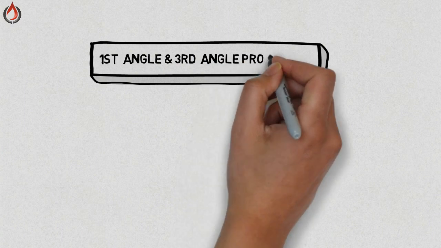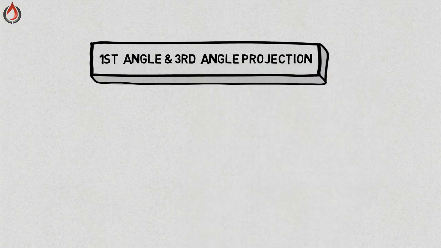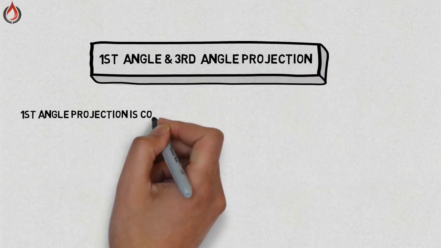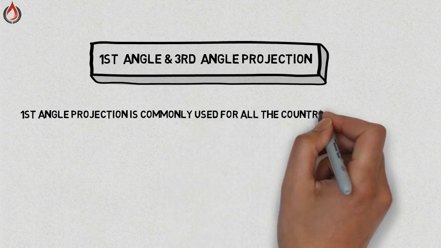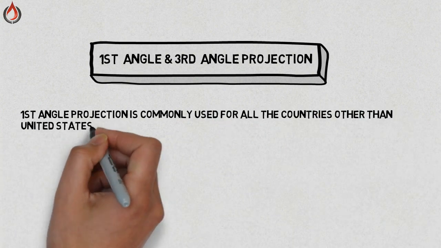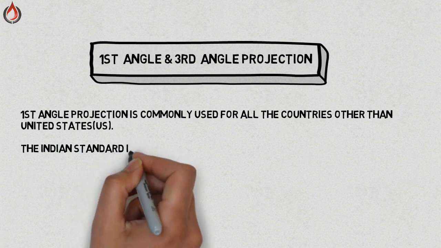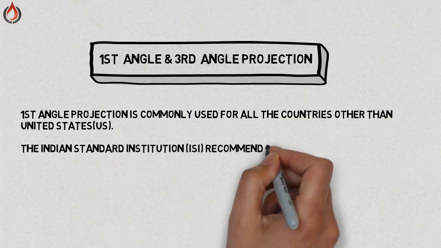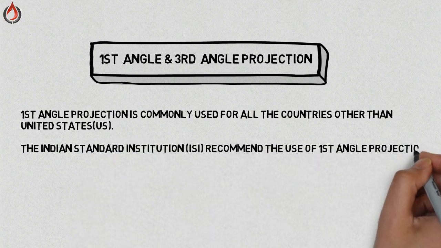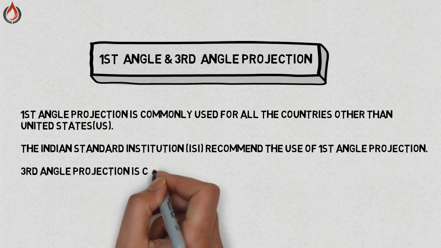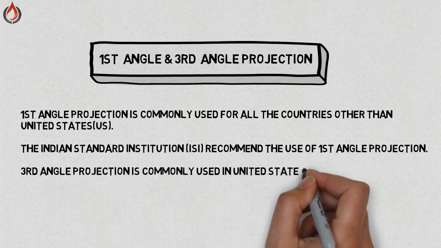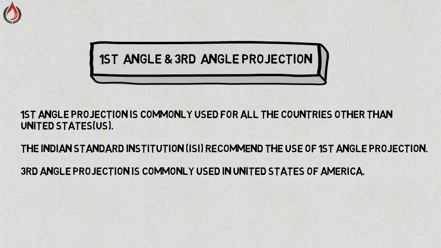First angle and third angle projection. First angle projection is commonly used in all countries other than the United States. The Indian Standard Institution, ISI, recommends the use of first angle projection. Third angle projection is commonly used in the United States of America.